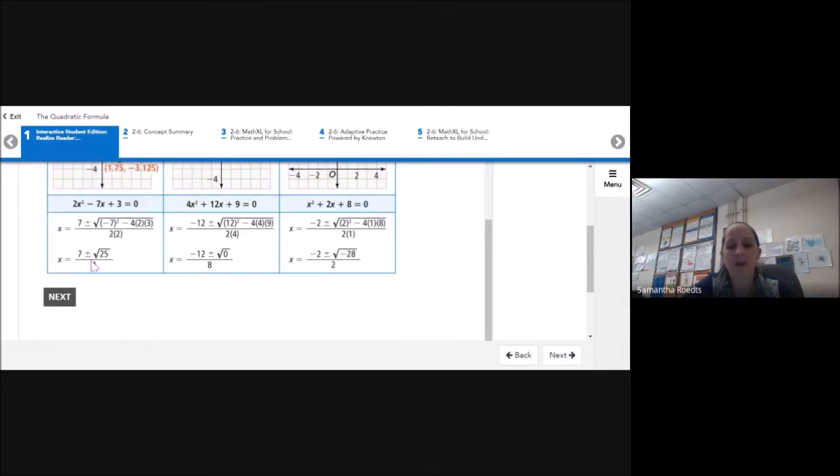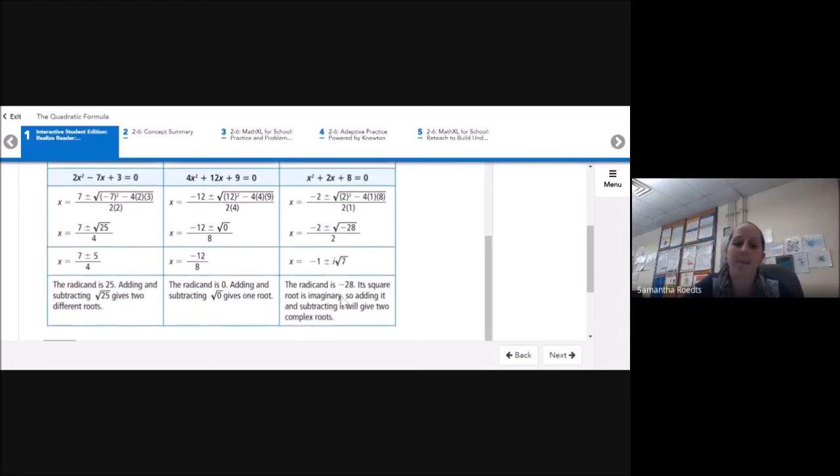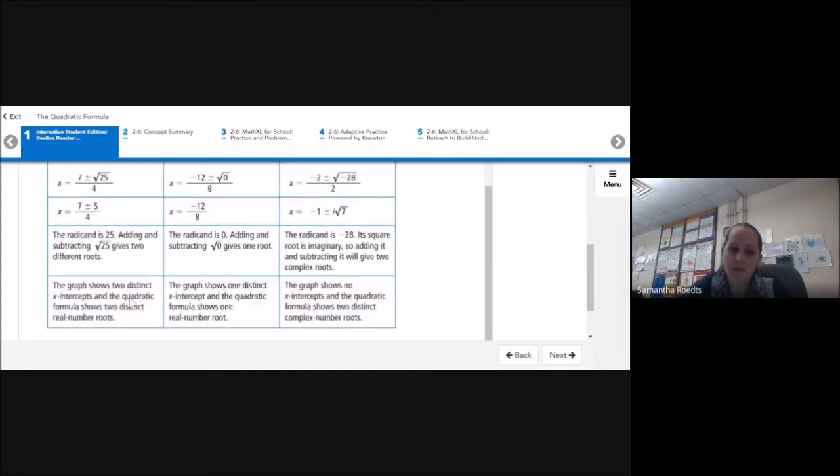So x equals 7 plus or minus the square root of 25 over 4, x equals negative 12 plus or minus the square root of 0 over 8, and x equals negative 2 plus or minus the square root of negative 28 over 2. The radicand is 25. Adding and subtracting the square root of 25 gives 2 different roots. The radicand is 0. Adding and subtracting the square root of 0 gives 1 root. And the radicand is negative 28. Its square root is imaginary. So adding it and subtracting it will give 2 complex roots.